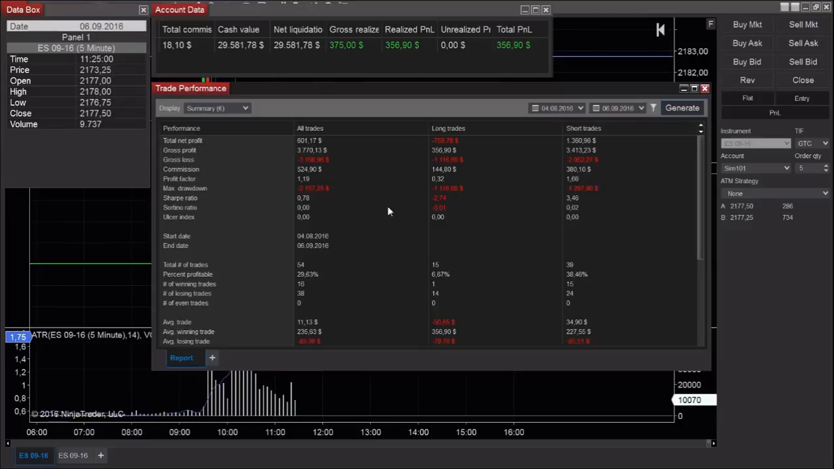indicators. Also percent profitable, only 30% of the trades are profitable, and only 6.67% are long trades, positive long trades. I mean, that is so insignificant, and it's very interesting to see.